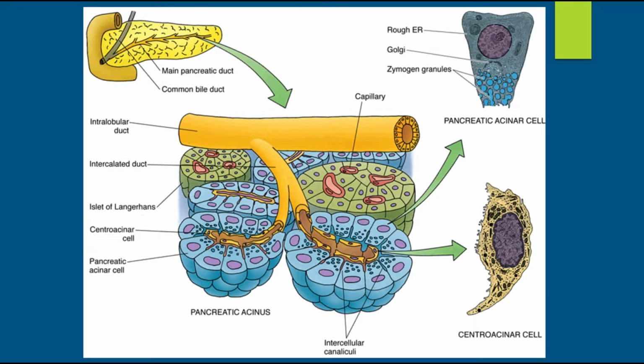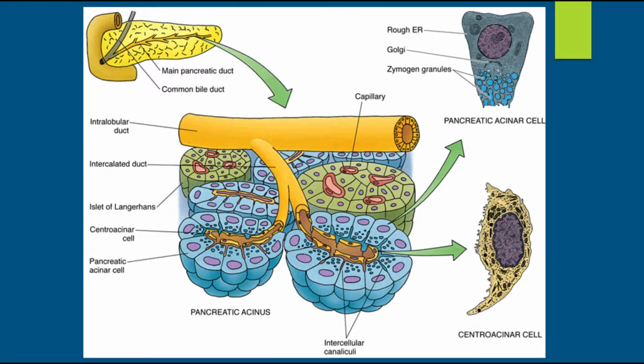This slide shows the functional histological aspect of pancreatic parenchyma. The pancreatic parenchyma shows different groups of cells. The blue one is pancreatic acinous cells draining into the intercalated ducts, which ultimately open into the major pancreatic duct.